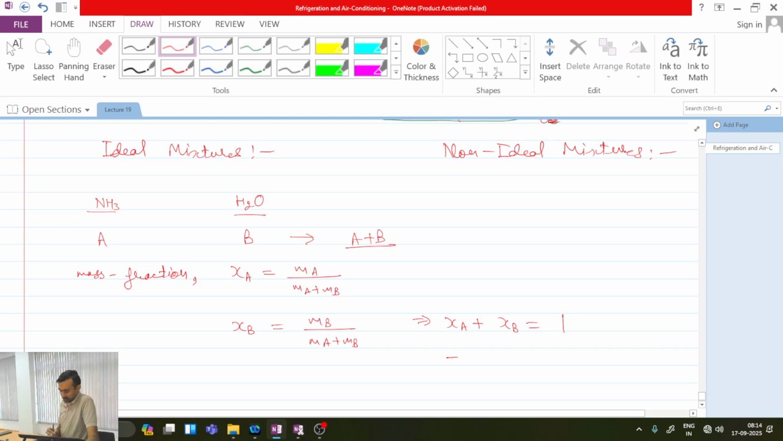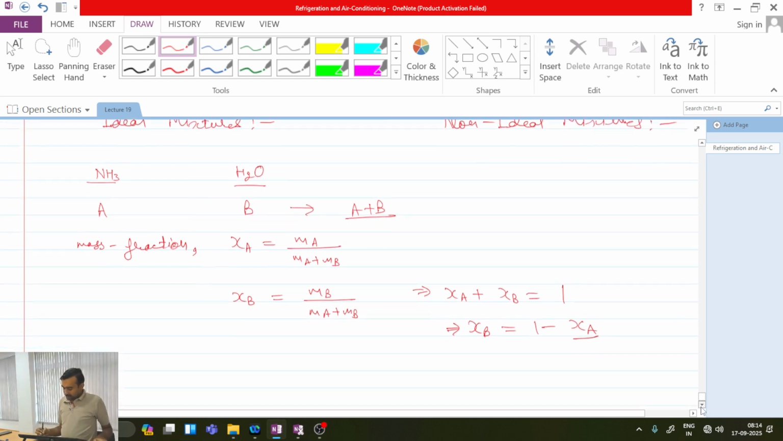So it means if I have two constituents, the sum of their mass fractions will always be equal to 1. So the mass fraction of the second constituent will be nothing but equal to 1 minus the mass fraction of the first constituent. This is a simple mass balance.